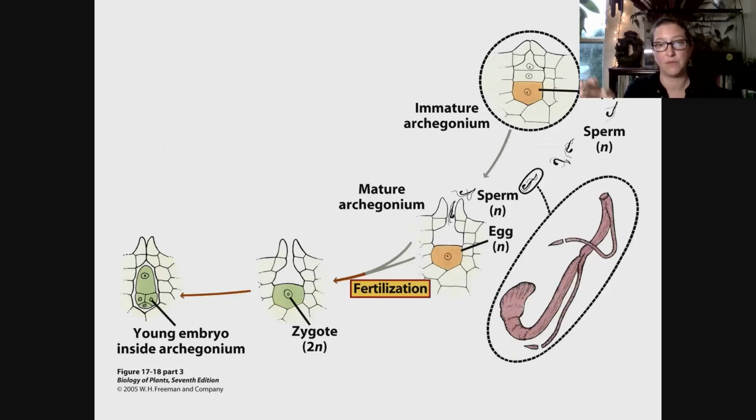So sperm and egg have come together here. I'll do this golden. Here's your egg and here's your sperm coming to join her. When that happens via fertilization, you get your 2N zygote: haploid egg, haploid sperm, 2N zygote. The beginning of the sporophyte plant, notice the color change. The zygote is going to grow into that young embryo.